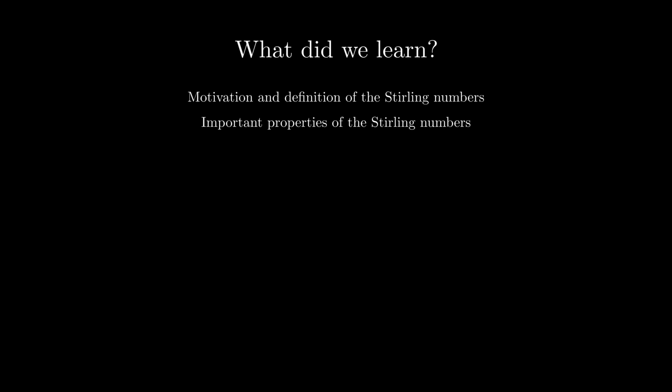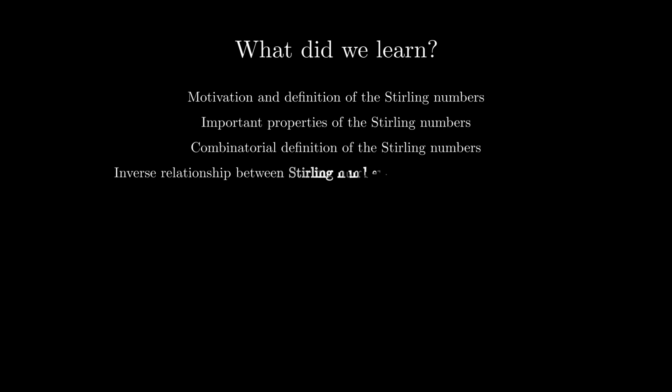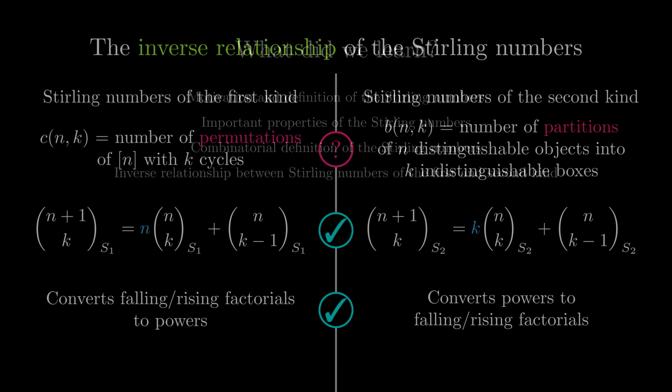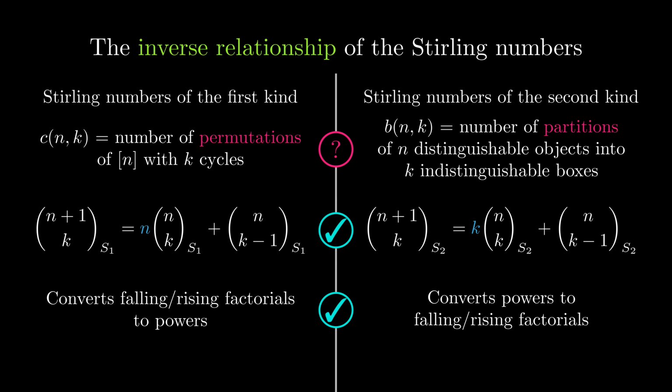So what's the lesson here? Hopefully, this video clarified the motivation and definition of the Stirling numbers, as well as proving some important key properties, in a way that shows their connection to combinatorics. In addition, these methods should also illustrate the natural pairing between the Stirling numbers of the first and second kind, in ways that were likely not very obvious at the outset.